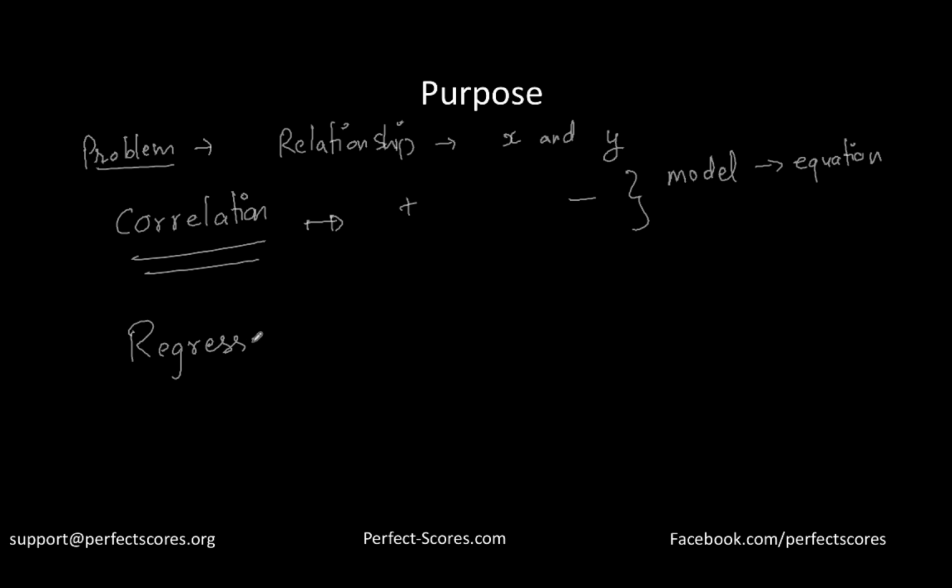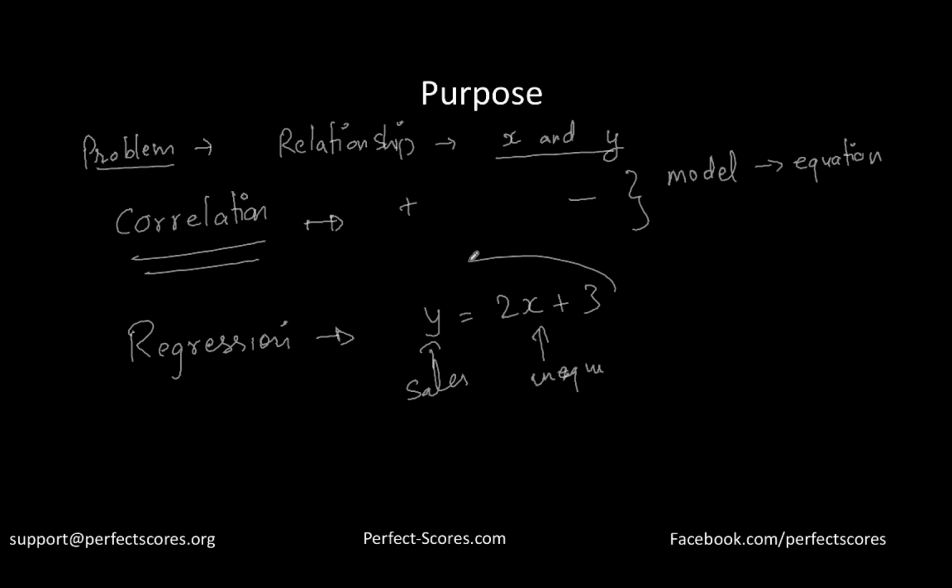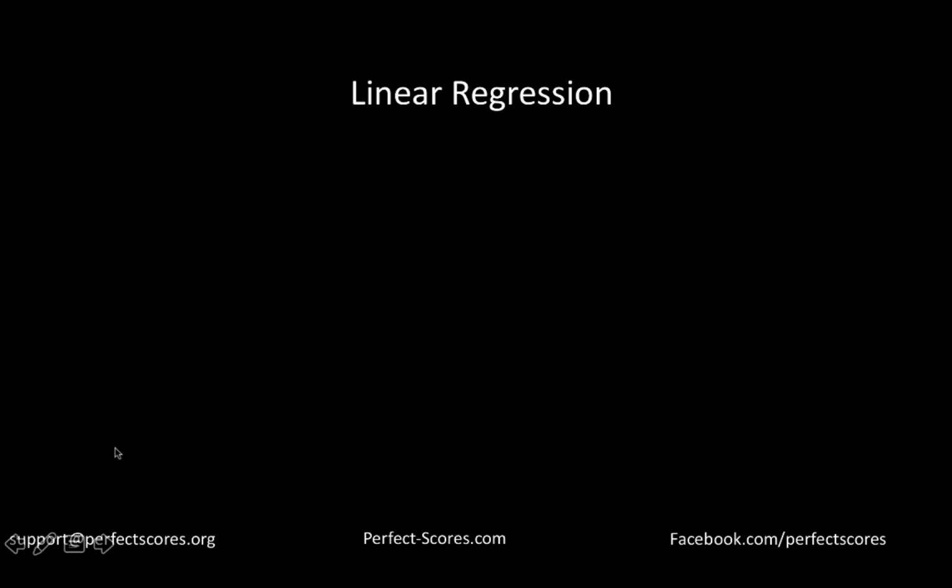So what does regression do? Regression tells you the relationship between two variables and gives you an equation between them. So let's suppose I get the equation y is equal to 2x plus 3, and y could be the number of sales and x could be the number of inquiries. So you can clearly say that the number of inquiries is related to the number of sales in this way, right? Just a simple example that I've used. All right, so I hope you understood this part here, guys. Let's move forward to the next one. So that was the purpose of regression.